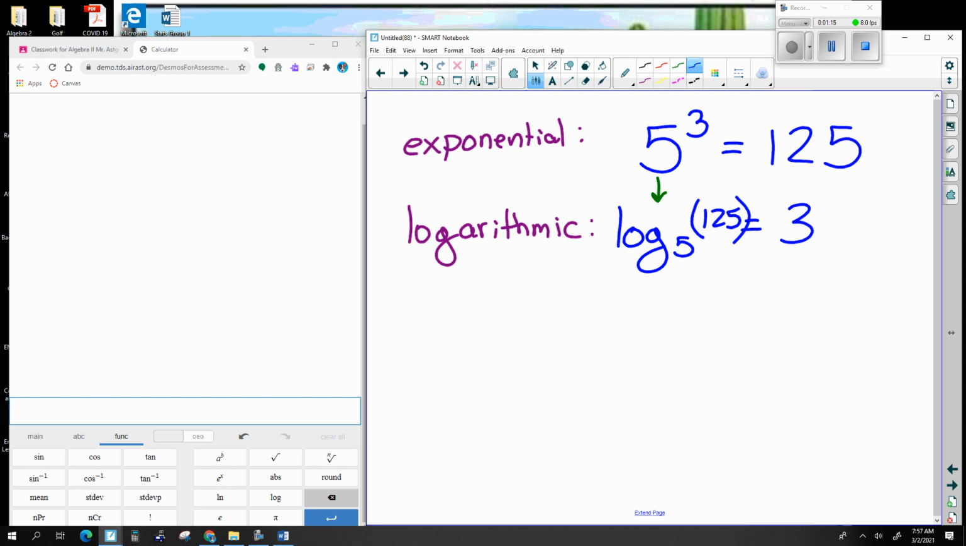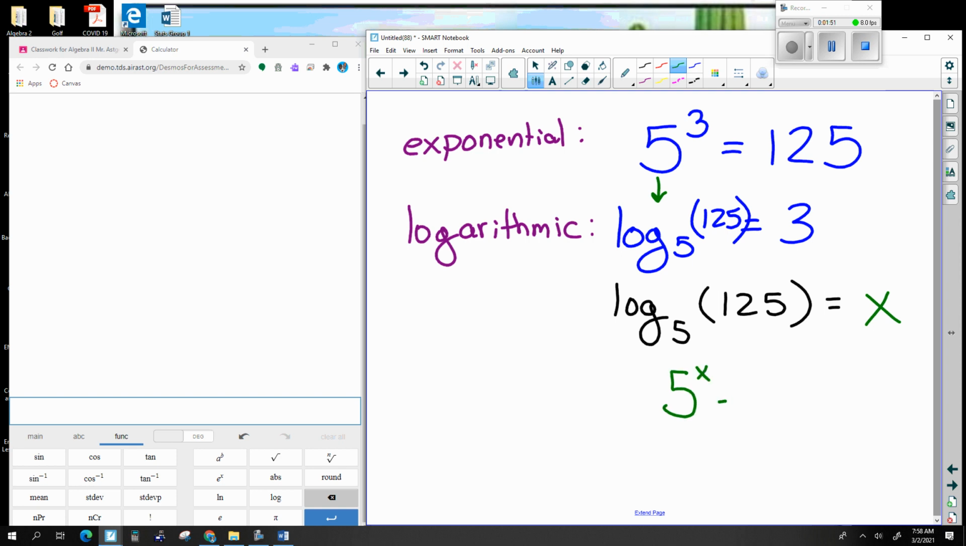Now, the second thing that we learned is, well, what if I had to use a calculator to figure this answer out? What if I just didn't know that the answer was 3? What if I needed to figure that out? How could I do it? Well, we learned this a couple different ways. One way is you could rewrite it in exponential form. So I see that if this is equal to something, this could be equal to x. So I could rewrite it as base 5 to the x is equal to 125. And then I could say, oh, that's equal to 3.